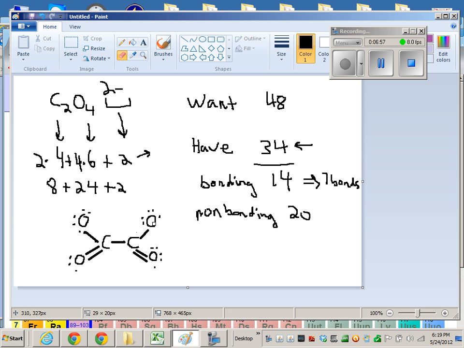So check out this oxygen up here. It has 1, 2, 3, 4, 5 non-bonding electrons, and then it has a bond, so that's 7 electrons total surrounding this oxygen. And that's messed up. Over here, this oxygen has 1, 2, 3, 4, 5 non-bonding electrons and 2 bonds. That's like 4 bonding electrons. That's 9 electrons total. That's messed up.